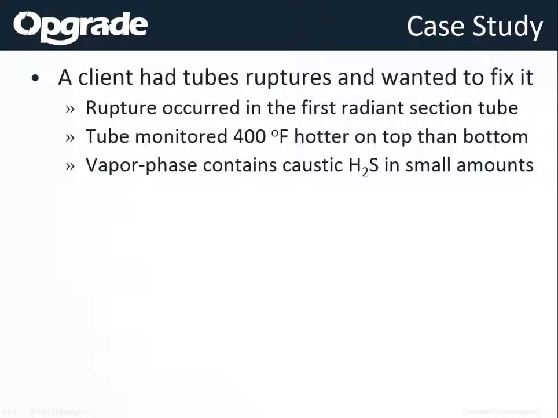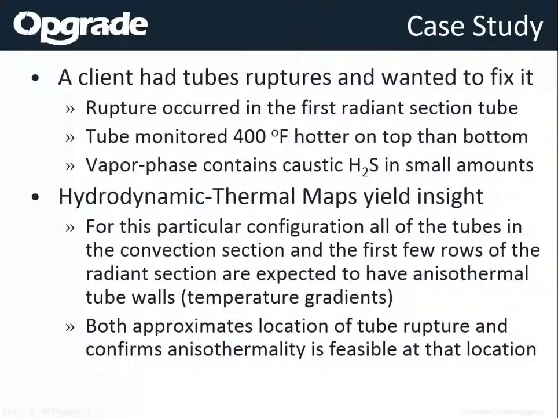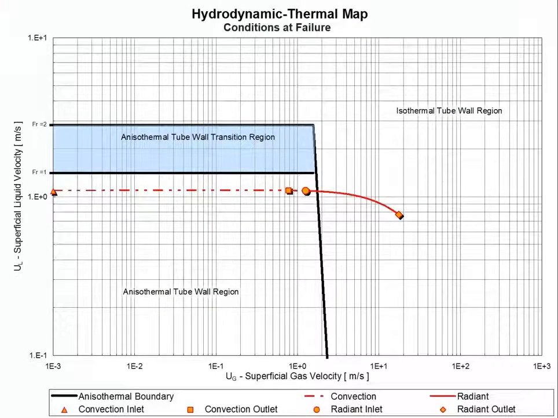So a client had tube rupture in the convection section. What was going on here? There's a little bit of H2S there, but we expected it to be all liquid. What's going on? And so hydrodynamic thermal flow maps yielded some insight. But this was their conditions at failure. And in this convective section, this dashed line is their convective section, that was all anisothermal. There were hotter spots on the top of the tubes than on the bottom of the tubes. Yet when they came into their radiant section, they didn't have any problems in the radiant section. It was just in their convective section.